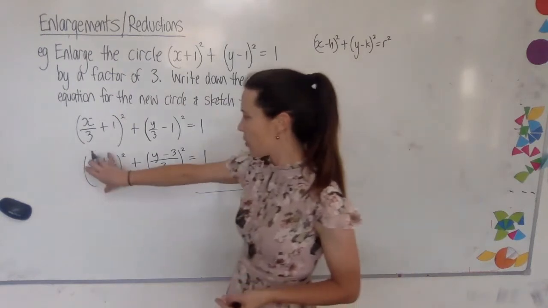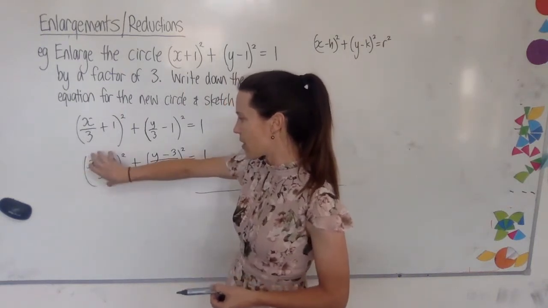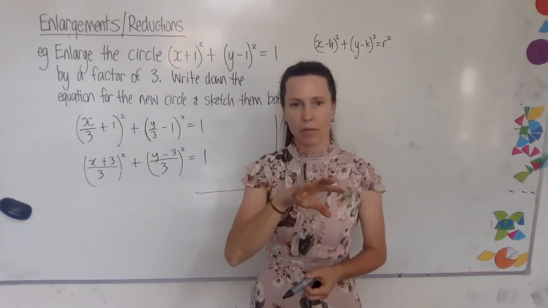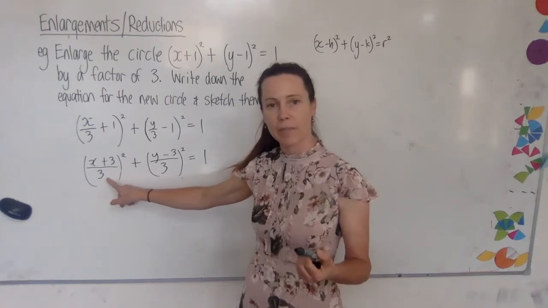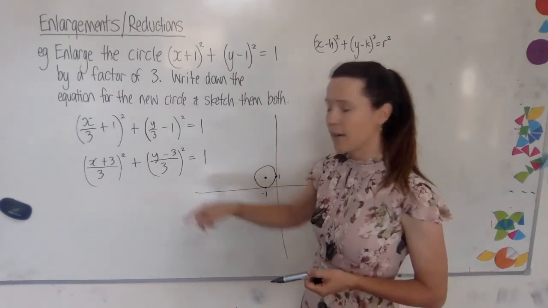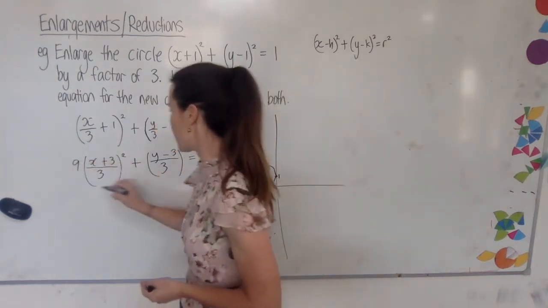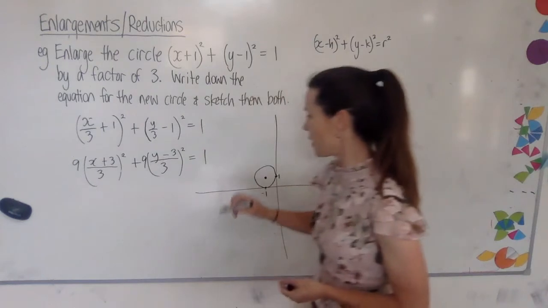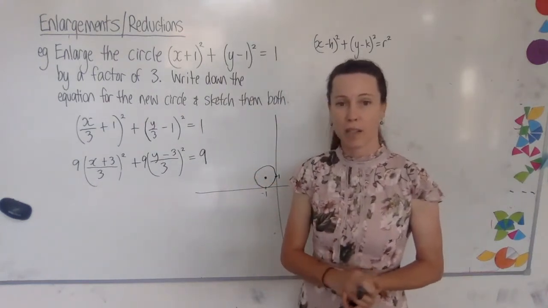Now think what's going to happen when I square x plus 3 over 3. That means I'm taking that whole thing and multiplying it by itself. Well, the denominator is going to be 3 times 3, which is 9, isn't it? And this one's going to do exactly the same. So the way to get rid of that 9 is to multiply everything by 9. If I do 9 lots of this plus 9 lots of that, what I'm going to get is 9 ones, which is 9.